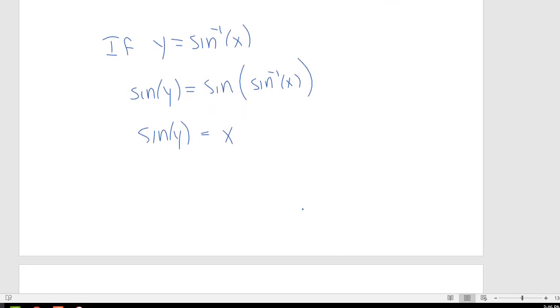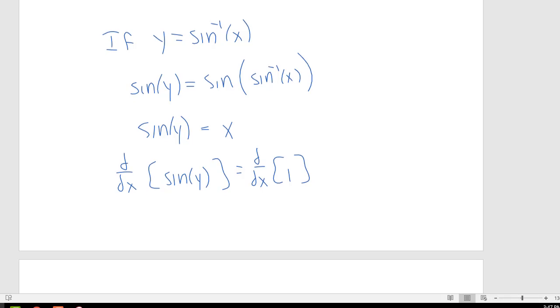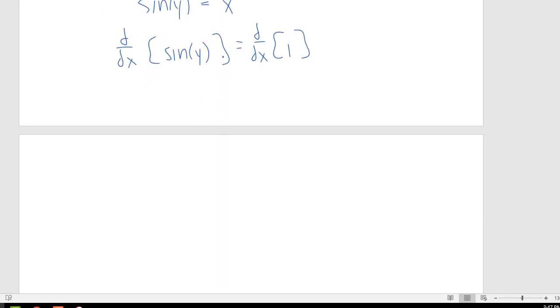Now I'm going to differentiate both sides implicitly, because I'm looking for dy/dx. I differentiate the left-hand side with respect to x, and the right-hand side with respect to x. What's the derivative of sine of y? Again, this is the y variable and we're differentiating with respect to x, so there's the implicit piece. I differentiate it like normal: the derivative of sine is cosine, and then I multiply by the derivative of the inside, y prime.